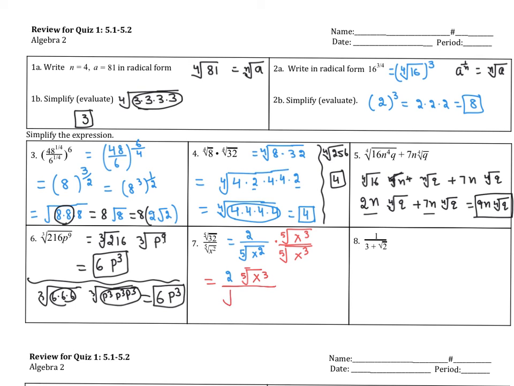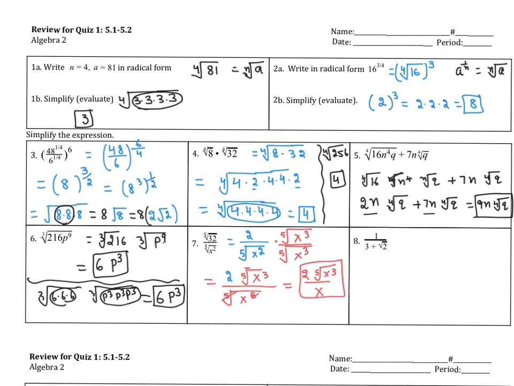On the bottom, we were able to make x to the power 5. The fifth root of x to the power 5 means this 5 and this 5 cancel. On the bottom, you're left with x. On the top, you have 2 times the fifth root of x to the power 3.